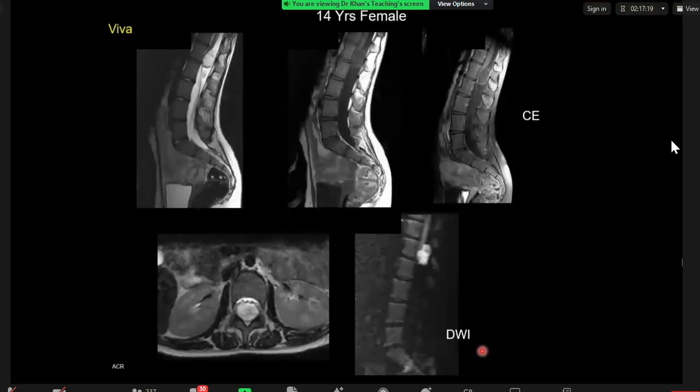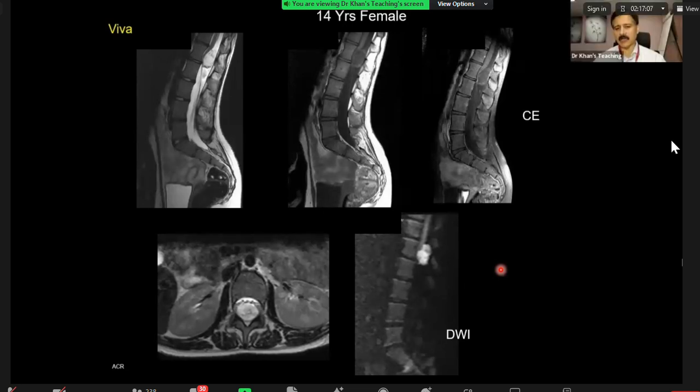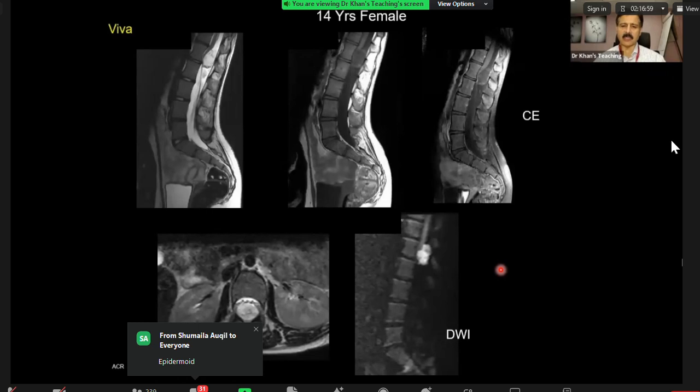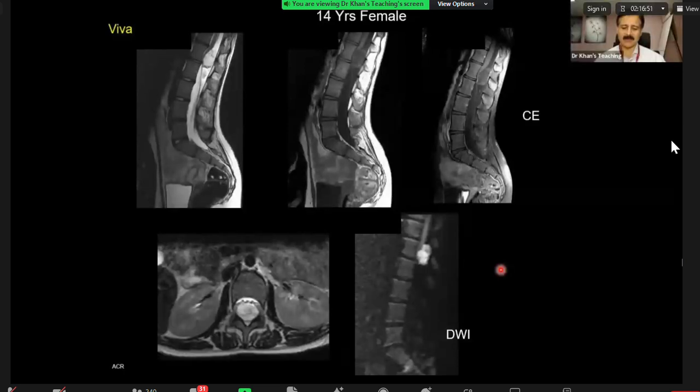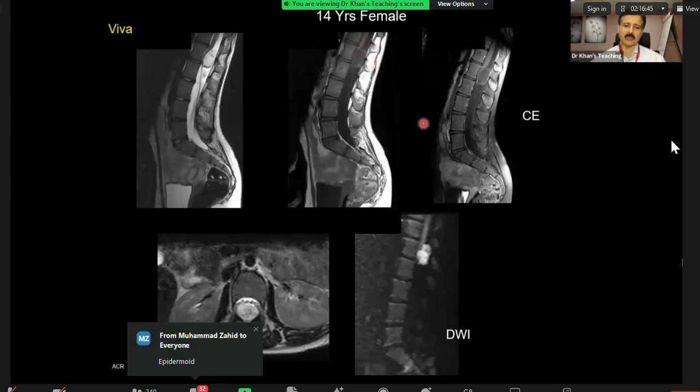It's avidly restricting, so it's either going to be a dermoid again, or it's going to be a highly mitotic lesion. Can I give you a hint? Because you have never seen it in the spine, you are slightly confused. The hint is that if I had given you this in the CP angle, you would have said epidermoid. Epidermoid, simple as that. So this is an epidermoid, and that is why I gave you the hint that it is not enhancing. So it is similar to an epidermoid in the brain.